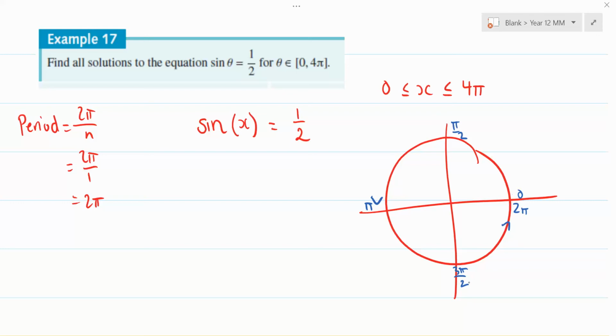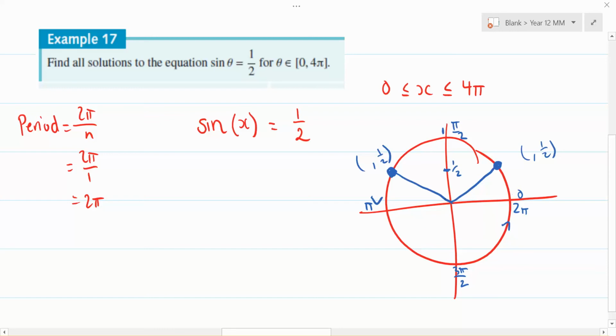Okay, so if this is 1, it's the height of 1, half is here. That's where sine equals half. Then where around the circle would I have a coordinate where y equals half? Well, you think about it. The only 2 points that could give you a y coordinate of half around the circle is here. You can only be there, or you can only be here.